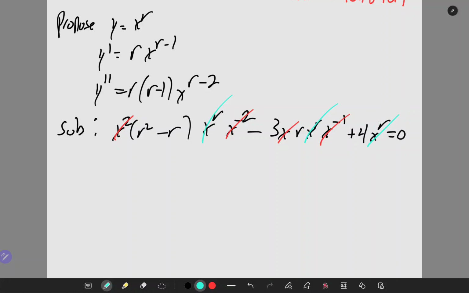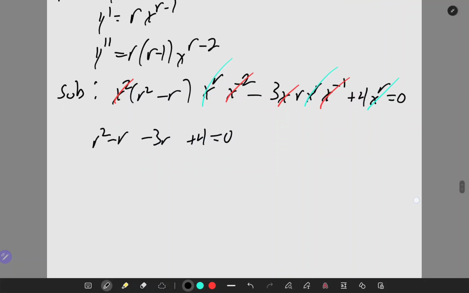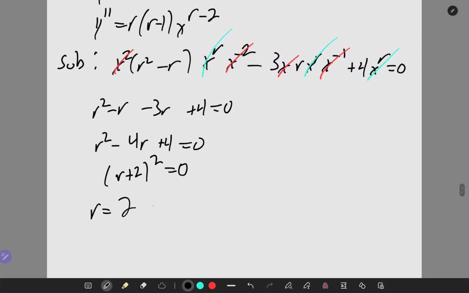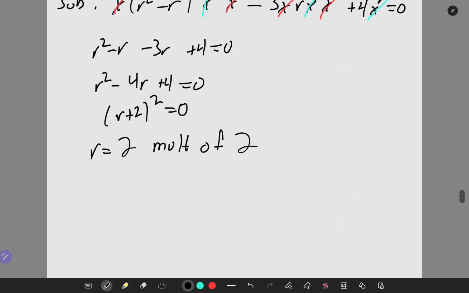Oops. And then we have r squared minus r minus 3r plus 4 is equal to 0. So now r squared minus 4r plus 4 is equal to 0. And this would just be what? R minus 2 squared? Yep. R minus 2 squared is equal to 0. Make sure that's right. Yep, so far so good. Okay, r is then equal to 2 with a multiplicity of 2, right? We have two of them. Or you can say r1 is 2, r2 is also 2.